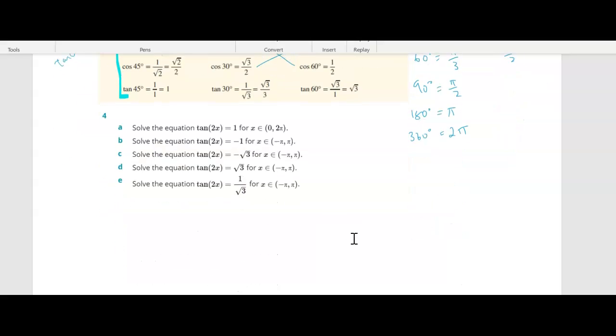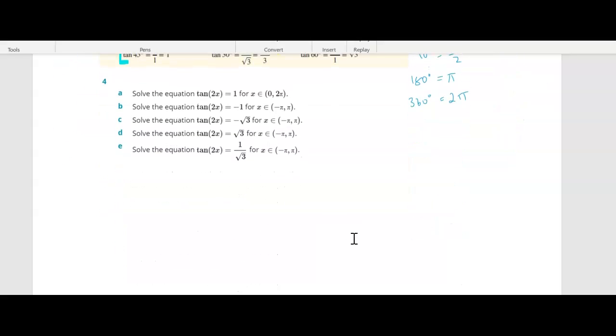Anyway, let's get started on doing some questions. So I might do one positive and one negative. I'll start with question A as a positive, and what I mean by positive is solving for a positive answer. So we've got tan 2x is equal to 1. And we've got the domain of 0 to 2 pi.